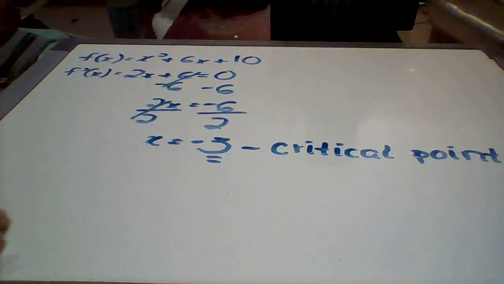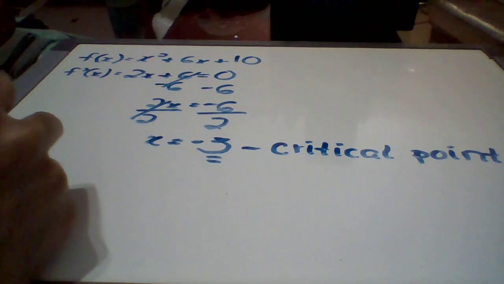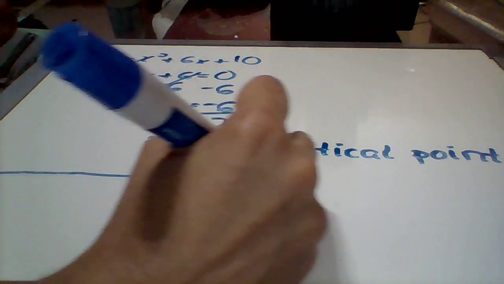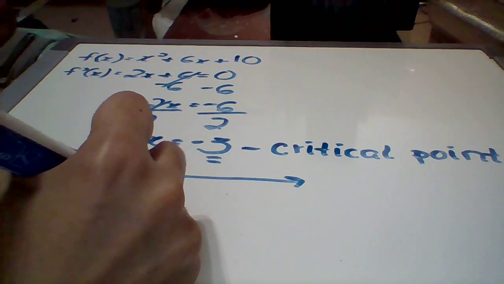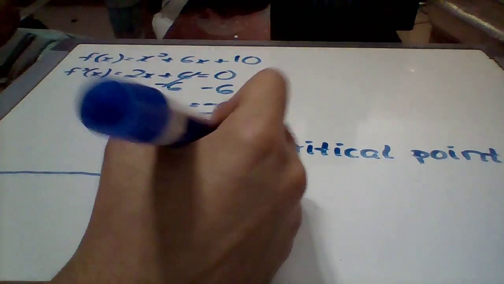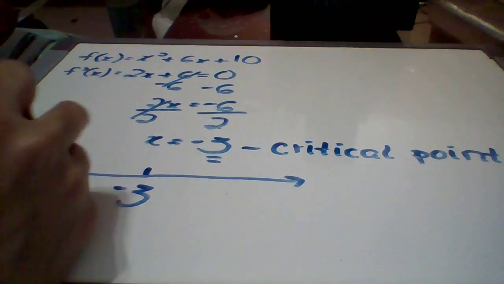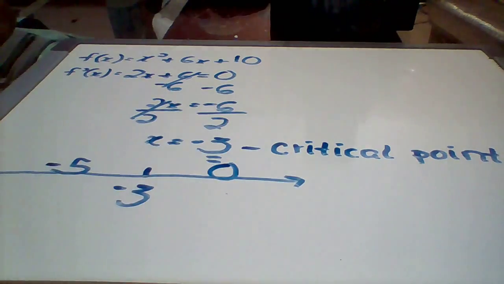And after you've determined that, you have to sketch a number line and do test points around the critical point you just found. So I'll just pick -5 and 0.